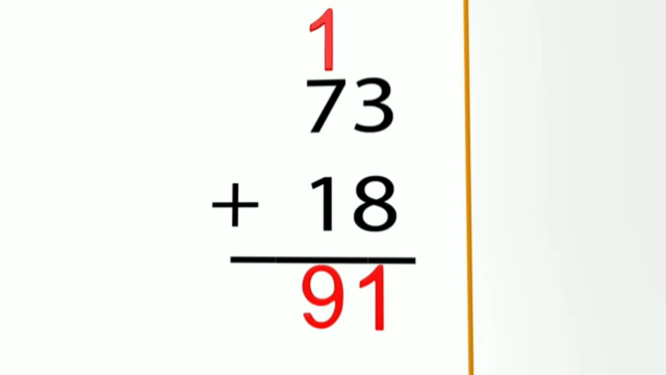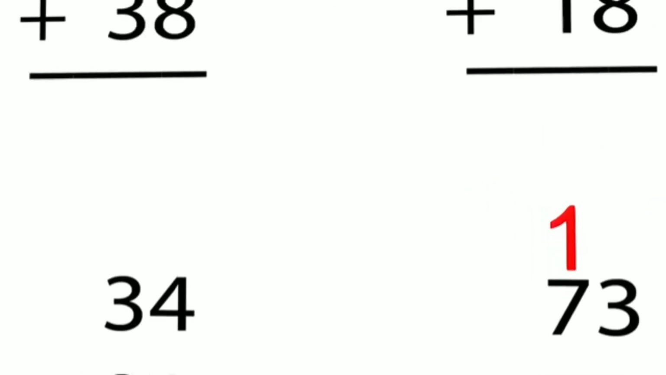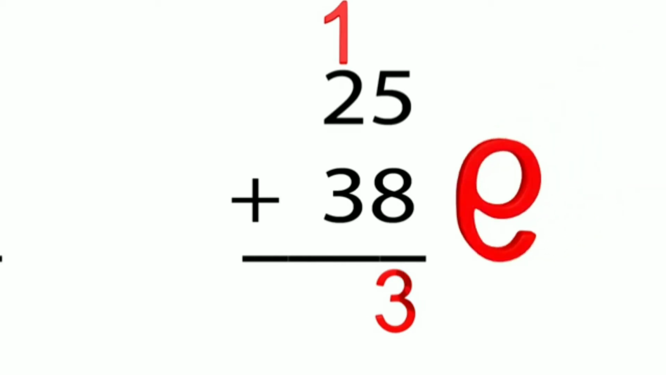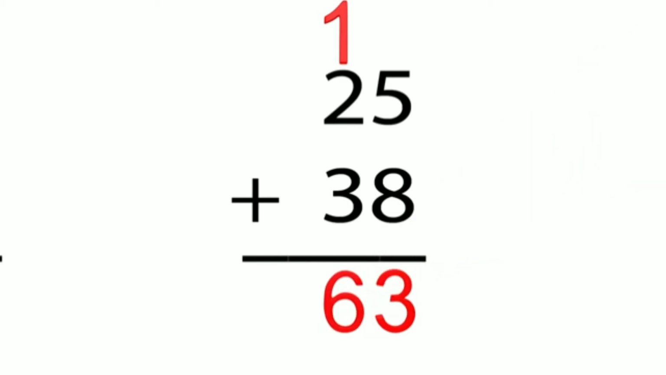Coming to the next sum, 25 plus 38. Again, because of regrouping, we have to start from the ones place. In the ones place, here we have 5 and 8. So 5 plus 8 gives us 13, in which the ones place 3 we have to put down and the tens place 1 should be above 2. Now when we add the tens place, we get 1 plus 2 plus 3 is equal to 6. So the sum is 63.